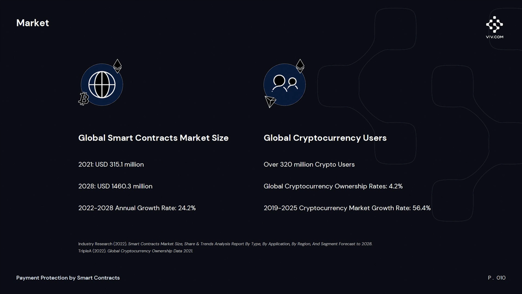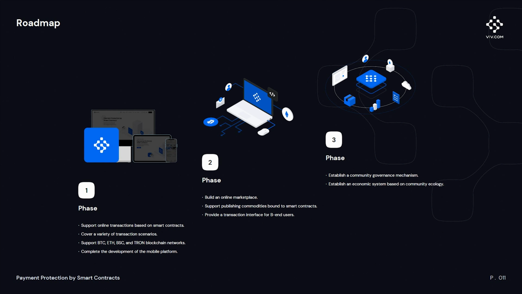The rising popularity of blockchain and cryptocurrency is increasing the demand for smart contracts. Let's move to the VIV roadmap. The first phase, which we have completed: VIV supports online transactions based on smart contracts and offers various transaction scenarios. Bitcoin, Ethereum, Binance and Tron blockchain networks are also supported. Meanwhile, the development of the mobile platform is completed.